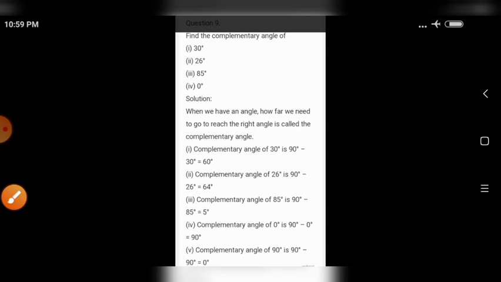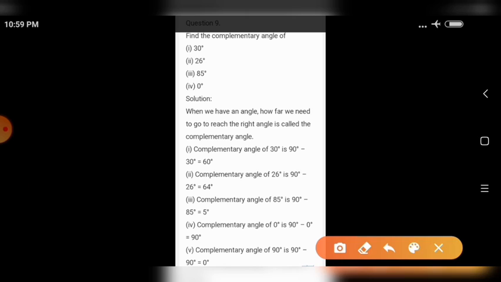Ninth sum, find the complementary angle. So complementary means 90. 90 minus 30 is 60 degree. Here 26: 90 minus 26 is 64 degree. 90 minus 85 is 5 degree. Here complementary means 90. 90 minus 0 is nothing but 90 degree, or 90 minus 90 is 0 degree.